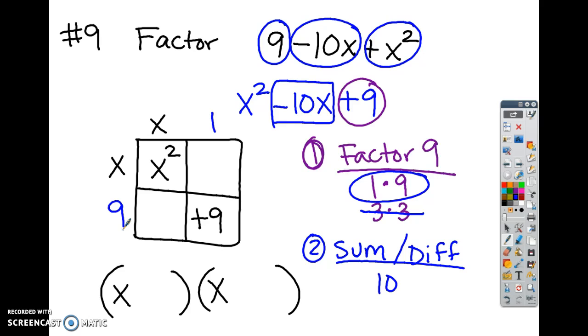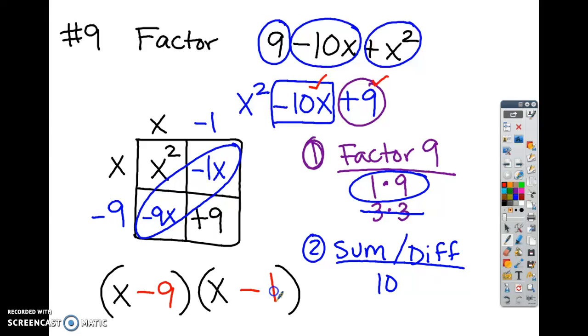And you start filling in the box. X times 1 is 1x. 9 times x is 9x. But what signs do I have to put for it to give me a negative 10? Both of them need to be negative. So negative here, negative here. That means the 9 is negative, the 1 is negative. So this part checks off. But what about the 9? Does it still give me a positive 9 once I change those signs? Negative 9 times negative 1 gives me positive 9. So that one checks also. So you would write down x minus 9 and x minus 1.